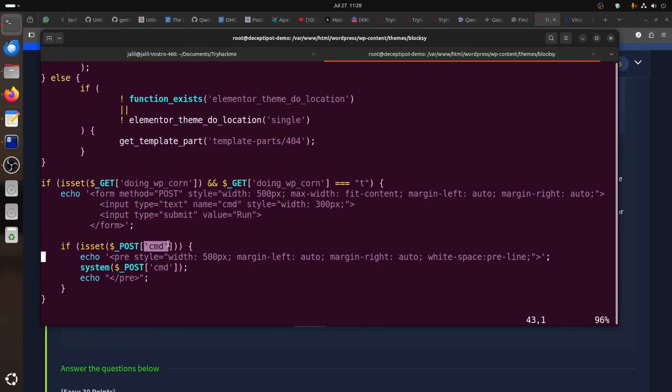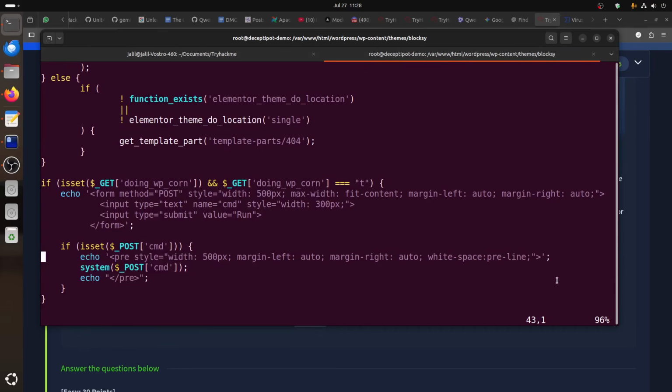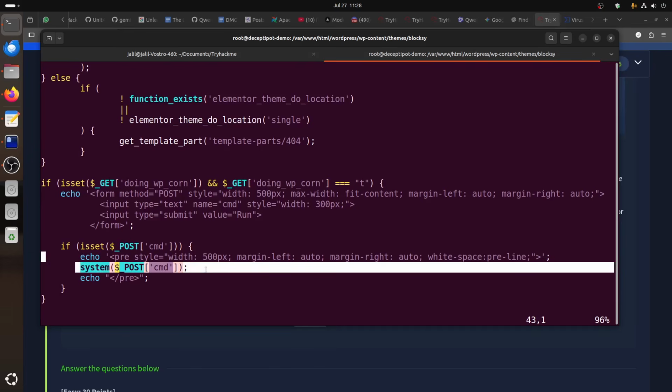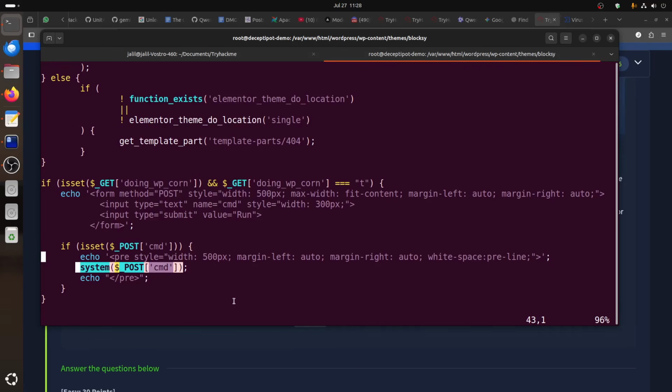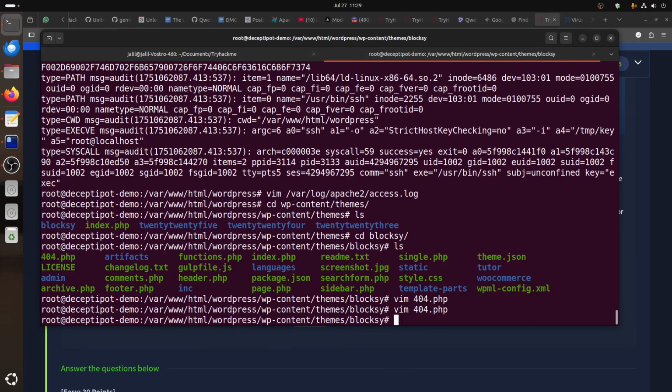No, not this one. You can see if I search for post command, there's a form there, and then it posts the form. But when it posts it, what does it do with it? System. You can see system post, so you have the system. I don't see it in the log though.